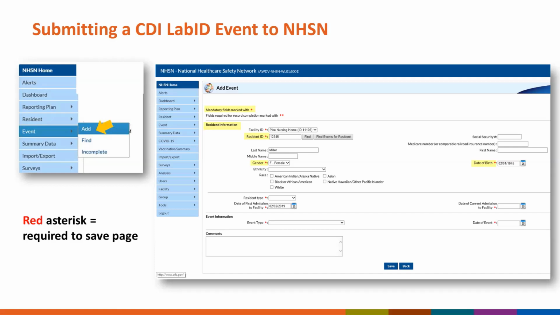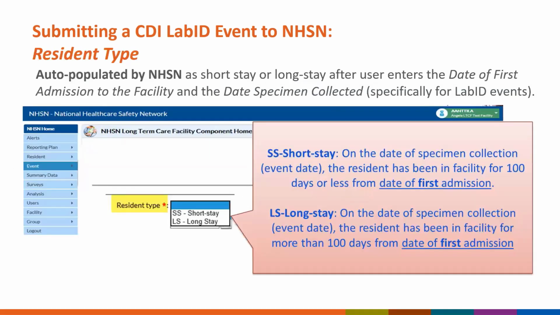And then next, you will need to enter the resident information, being sure to complete every field with a red asterisk. Next, the Add Event page will pre-populate with the facility ID. The user will need to enter the required resident information identified by the red asterisk.